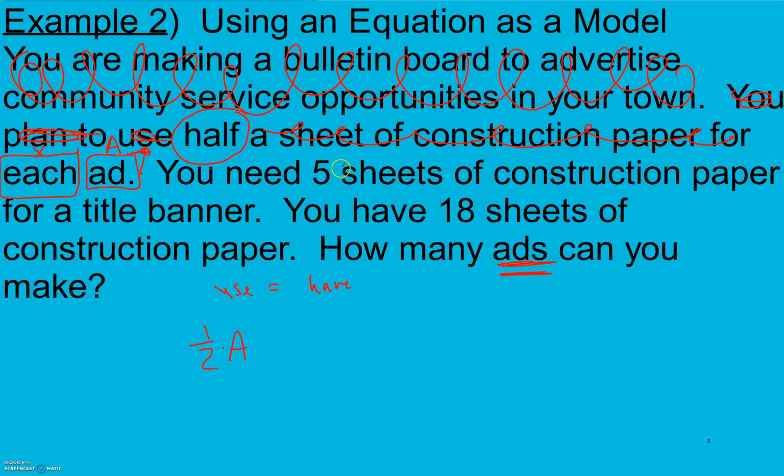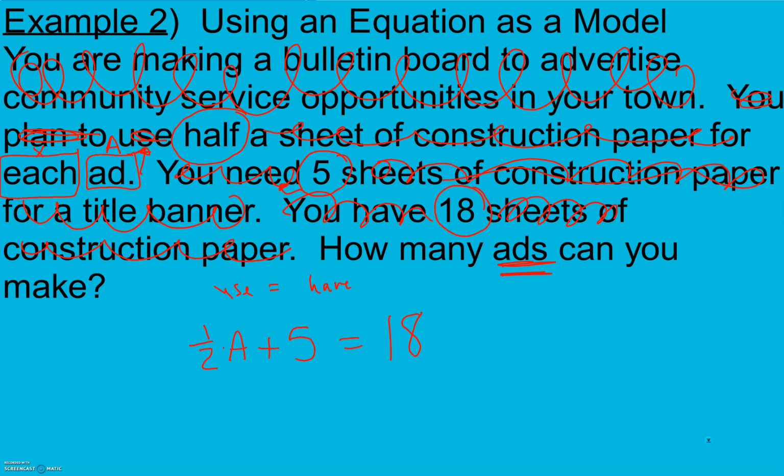Then it says you need 5 sheets of construction paper for a title banner. That's a need, like we're going to use. So we add that on to our use side. We have 18 sheets. So the amount that we use equals how much we have.